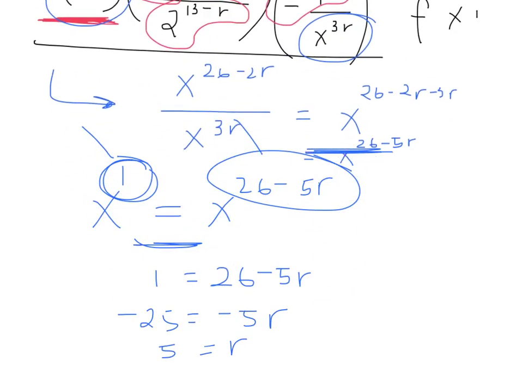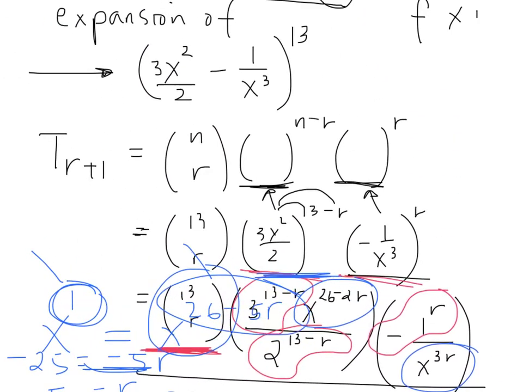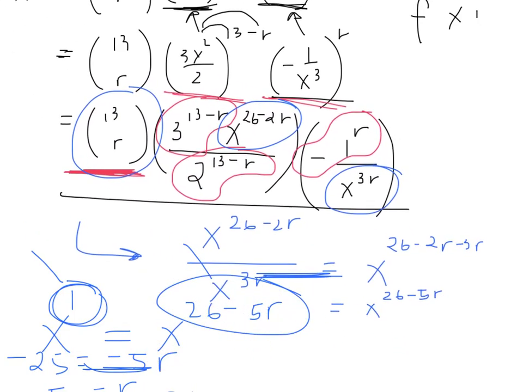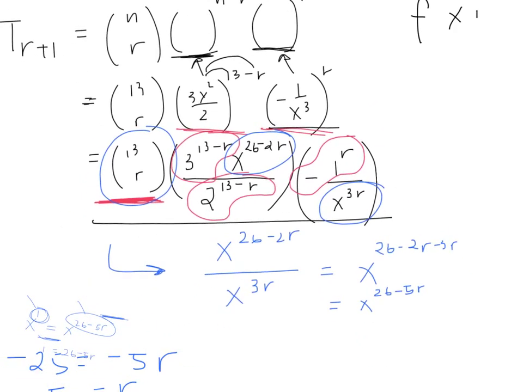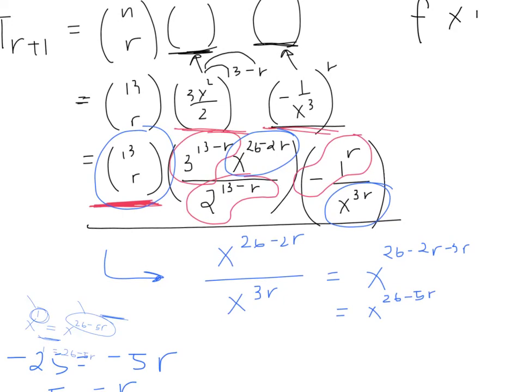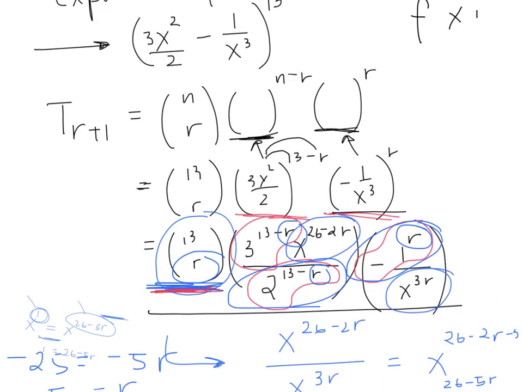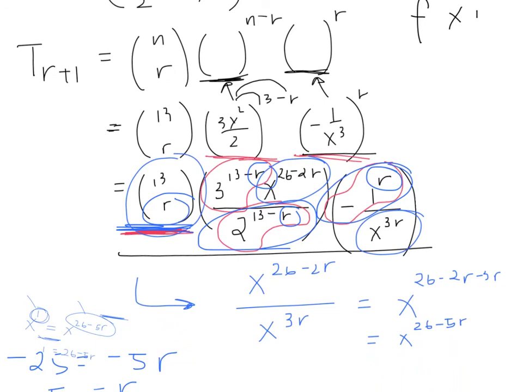After finding the r, what you can do now is to go back to the very first setup. Remember what I told you? The rest will be numbers. So put r equals 5 everywhere, then simplify it. I'll be leaving that to you. That will be the coefficient. I think it's already over time. Okay, thank you for waiting.